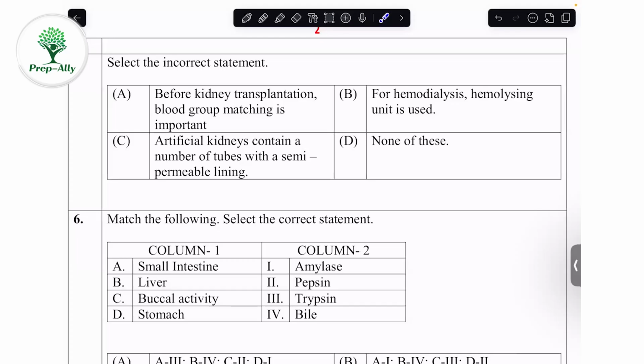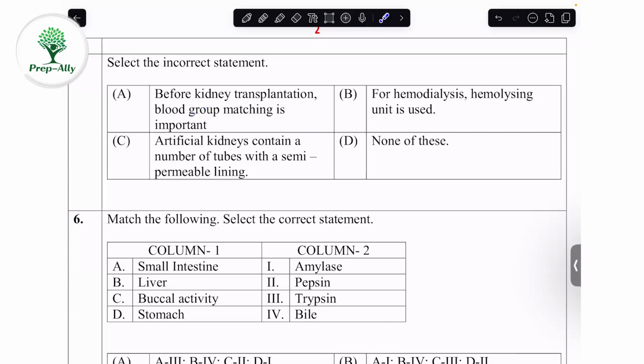Okay, in that case also they require some blood matching, tissue matching and all. Likewise here, before kidney transplantation, blood group matching is important. Likewise, tissue matching is also important. So this is a correct statement actually.